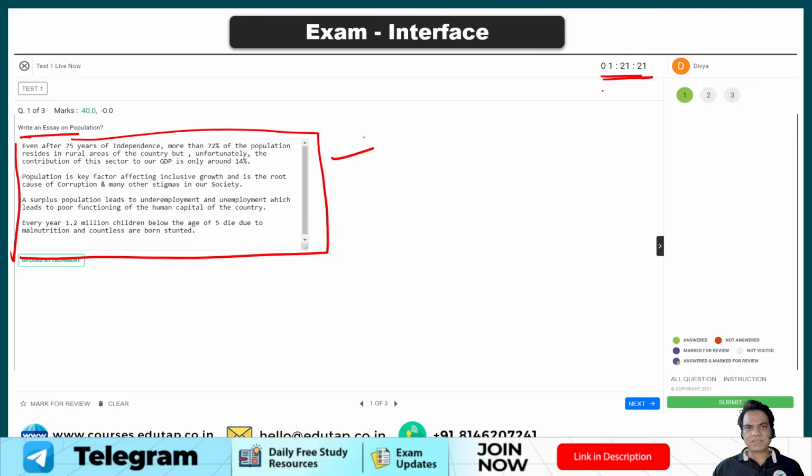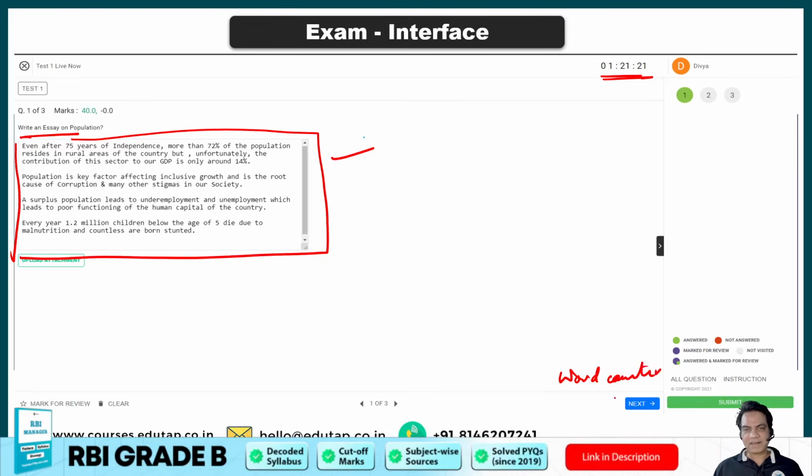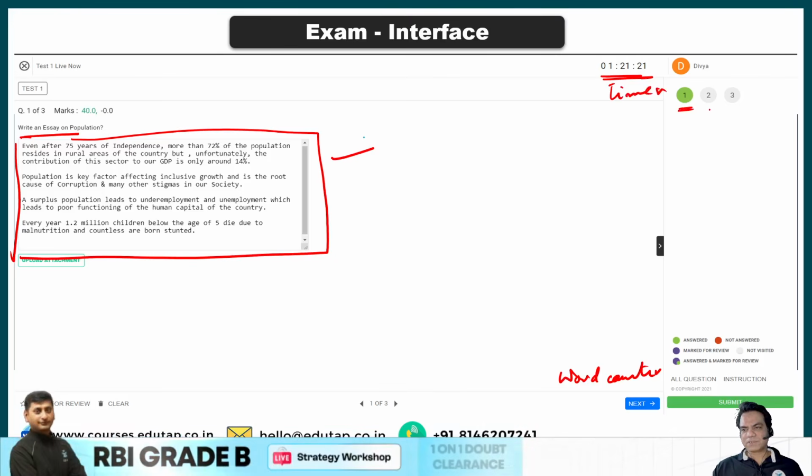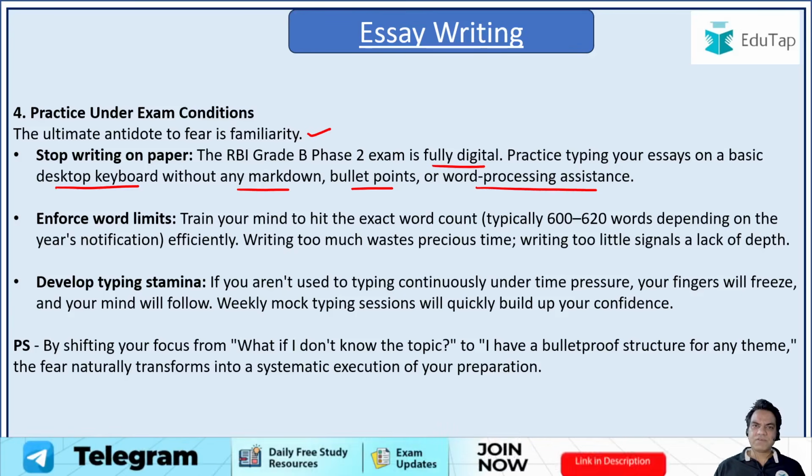There will be a timer on the screen. There will be a word counter on the screen, which will keep telling you how many words are left. And then you will have your options for question 1, question 2, question 3. You write your answer, you submit your answer, and you move to the next slide. So that is how you have to appear in your exam. So make sure you simulate this interface. This is very important, otherwise you will feel very awkward while you are writing your answers.